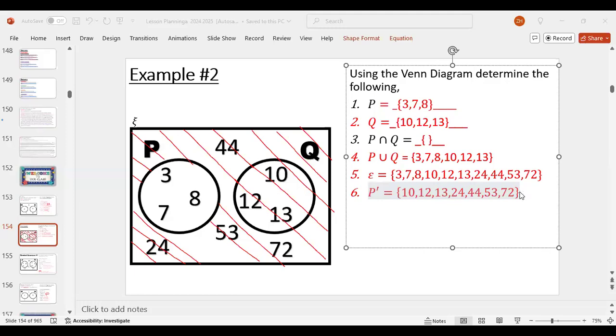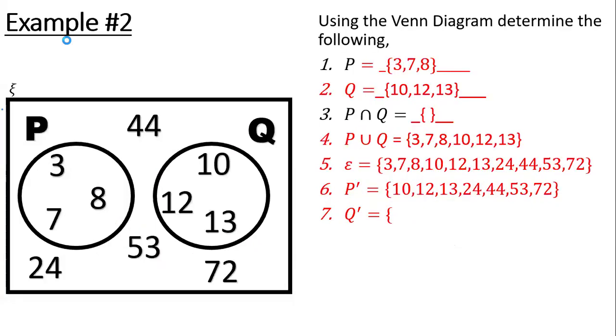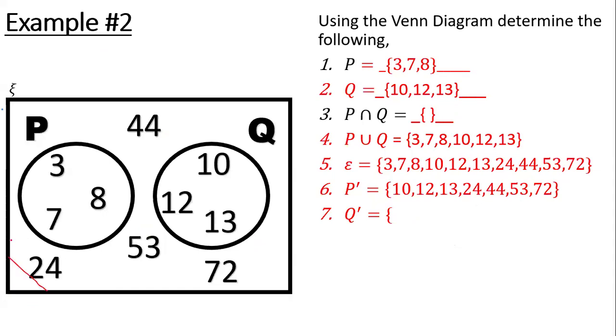Thank you. And then number 7 is going to be Q complement. So let's put that. What do y'all have for Q complement? Let me shade it first. Everything except for the elements inside of Q. So it's going to be all of this, right?